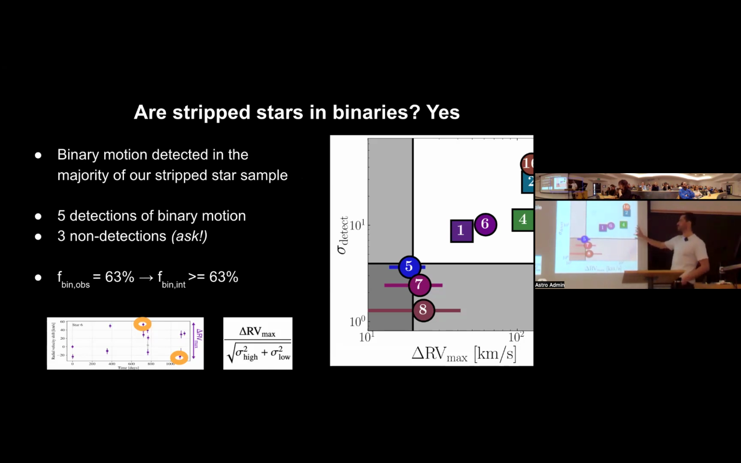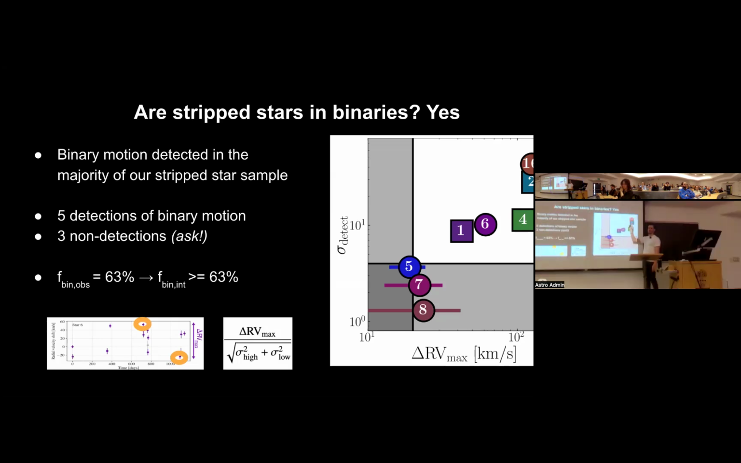Here, this is a binary motion diagnostic plot. On the x-axis is delta RV max, which is the maximum minus the minimum shift that we observe. So this is a function of time, and this is the radial velocity, and you take the max and the min, and you subtract them. On the y-axis, this is the detection significance. So it's how much they shift divided by the error. And if you want to detect binary motion, you want a big shift and you want a big significance.